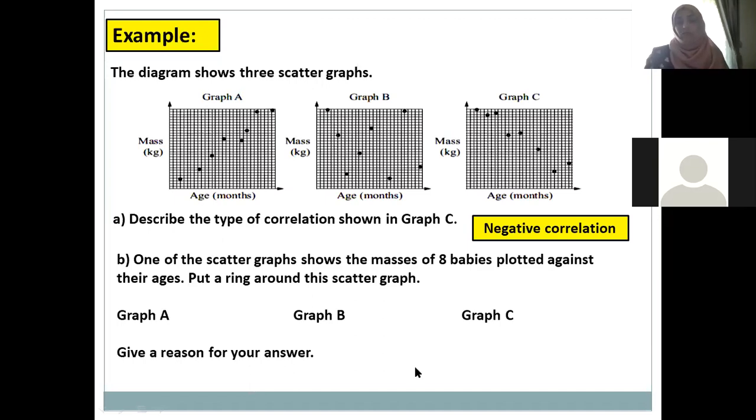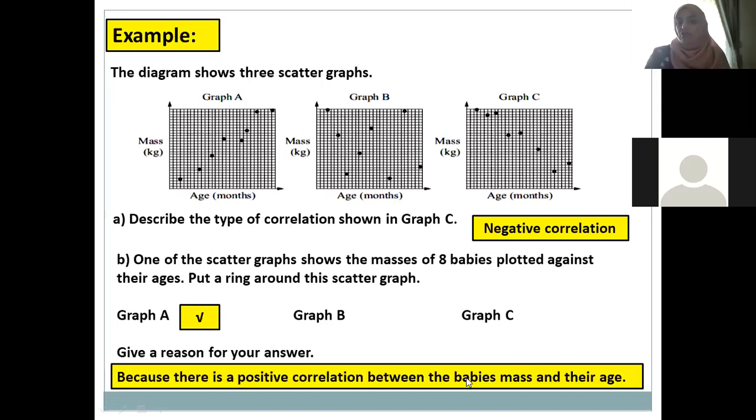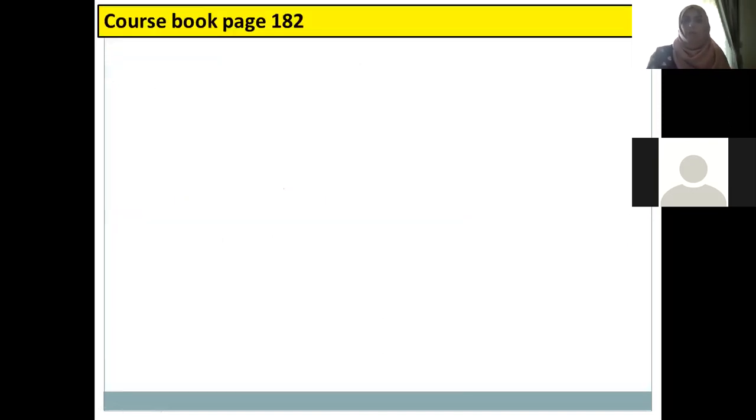Thank you, Selena. In general, babies, and we're talking about childhood in general, as their age increases, their mass also increases, unless we have malgrowth or maldigestion or any disease related to this stage. In general, as their age increases, their body mass increases. Give a reason for that: there is a positive correlation between babies' mass and their age. That's right. Excellent.